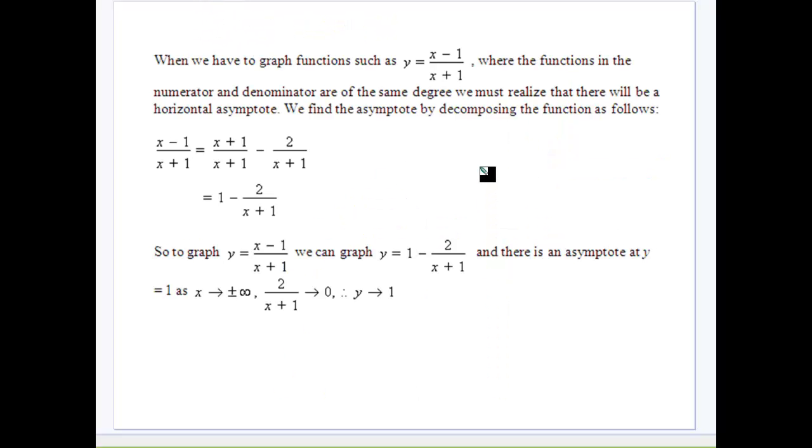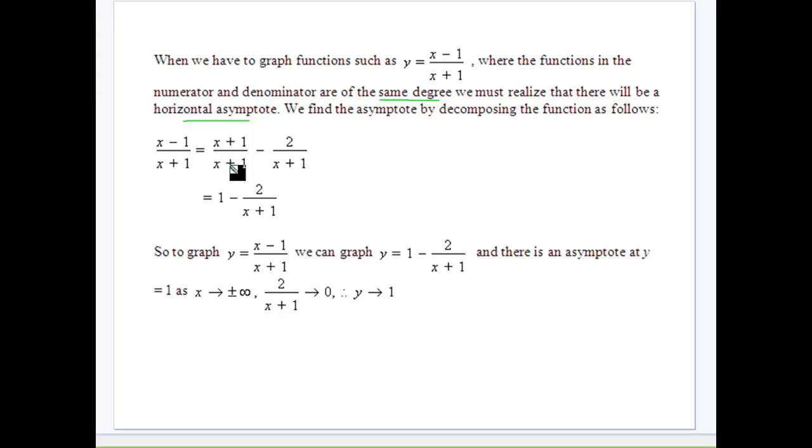So it's a little bit different in that case because it's a greater function on top there. Now let's have a look at one where we have the functions in the numerator and the denominator at the same degree. Hopefully you remember what degree means. When we have that situation, we're going to get a horizontal asymptote, and we can show why. Let's take x minus 1 over x plus 1, and we can do the division and break it up.